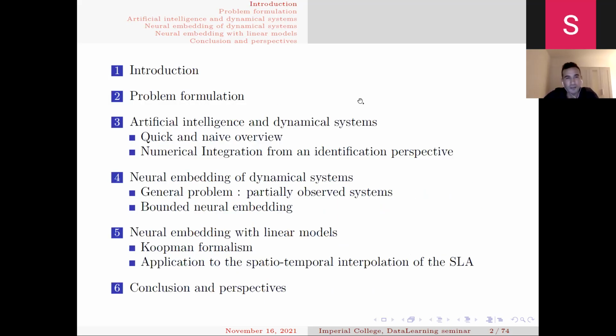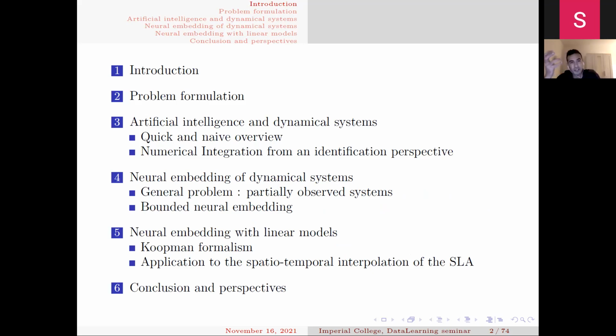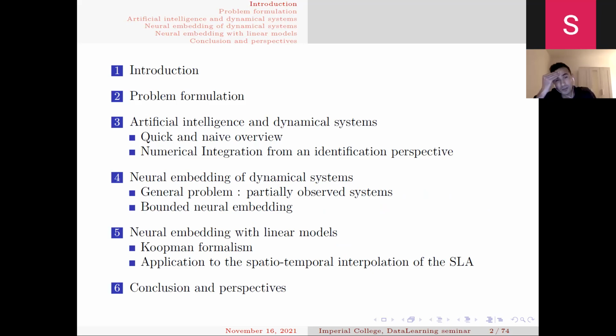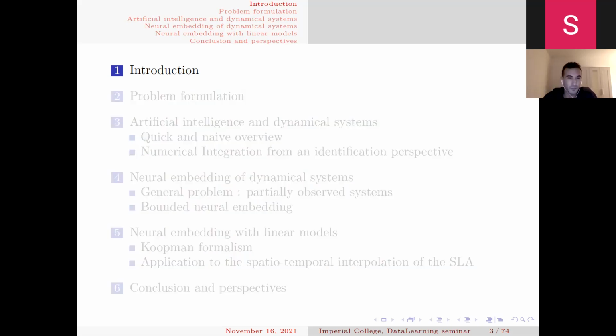So, a quick overview of what we will be going through in this presentation. I will start with some introduction and problem formulation. Then I will talk to you about three of the contributions that we propose regarding the modeling, forecasting, and reconstruction of geophysical dynamics, and we'll end with a conclusion and some perspectives.